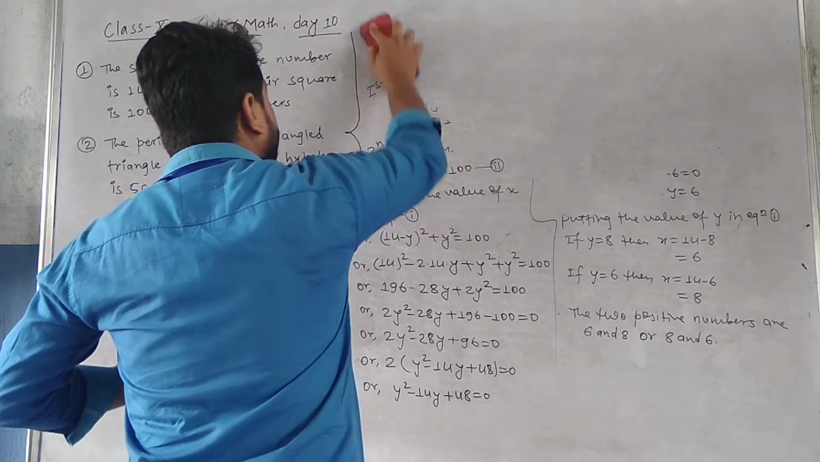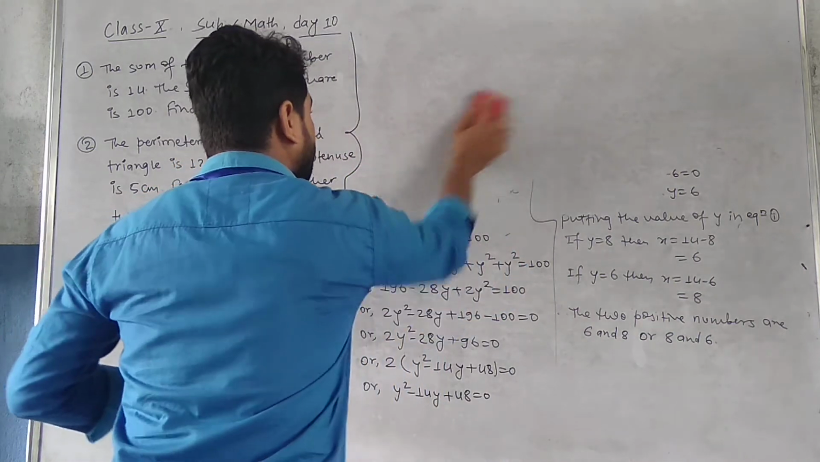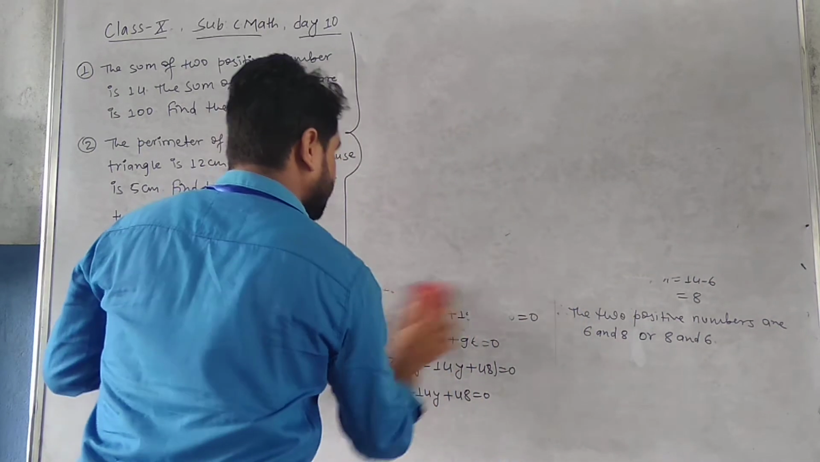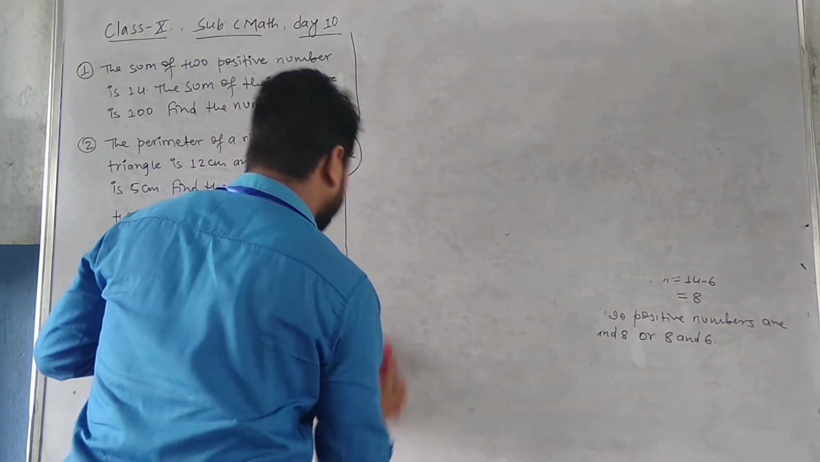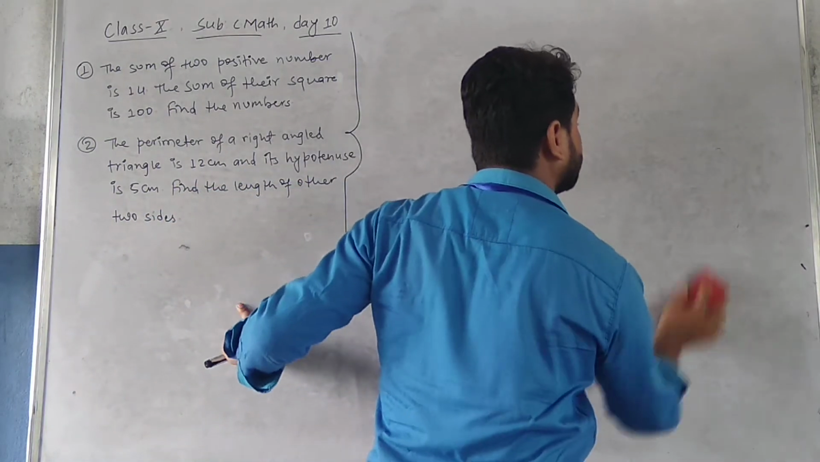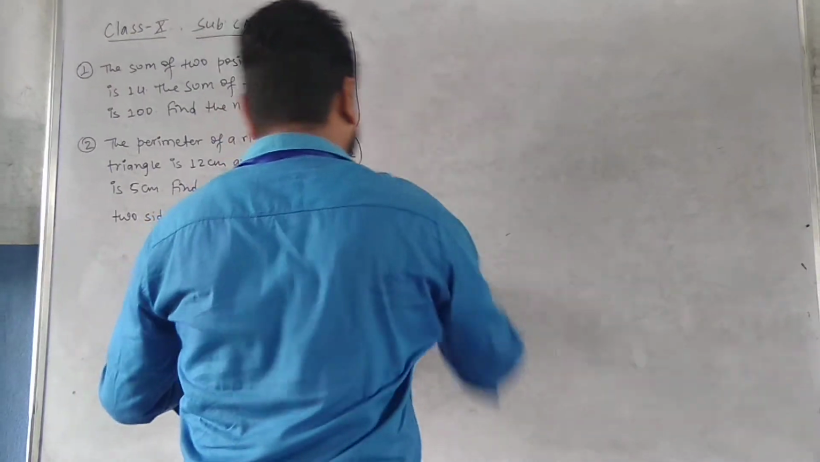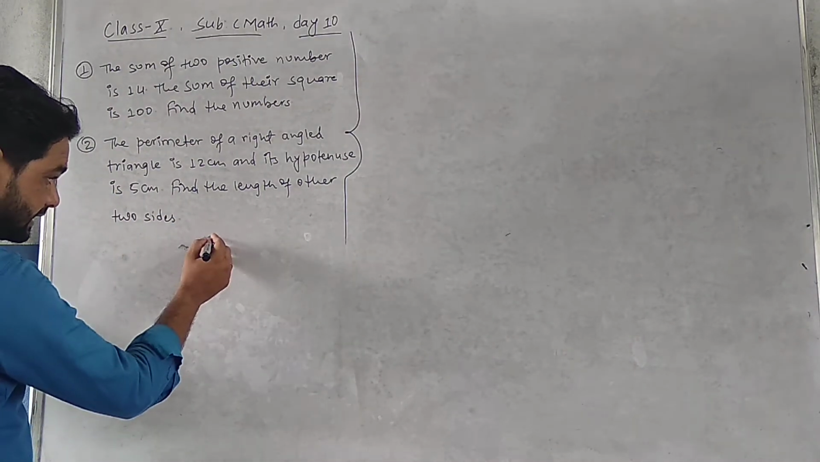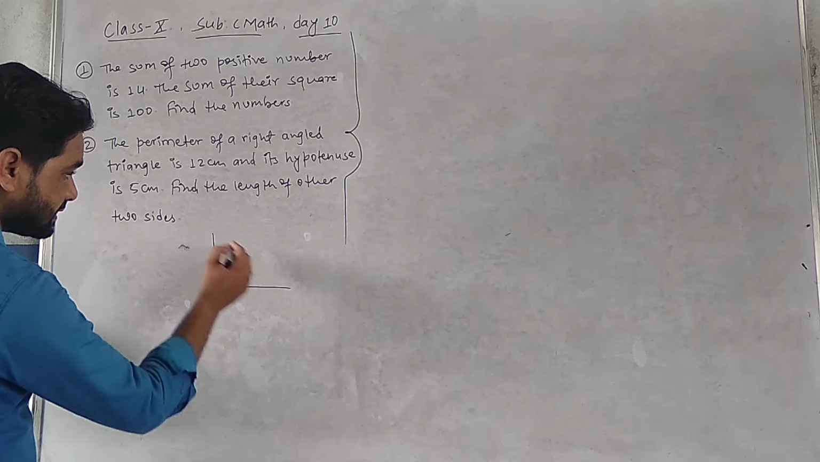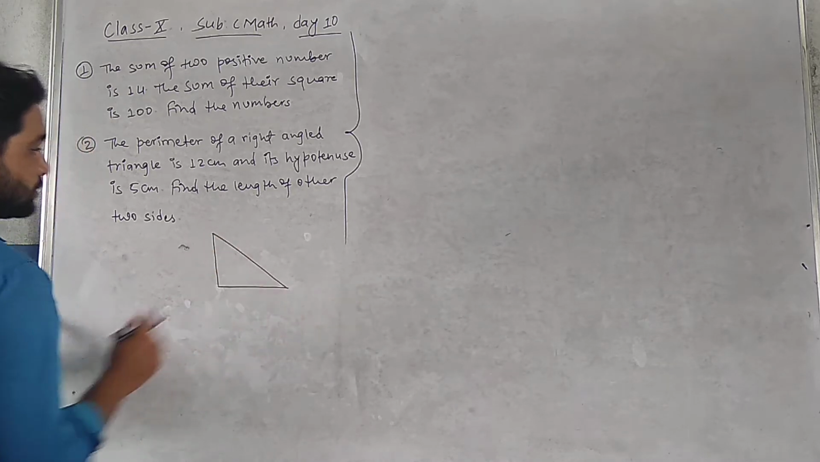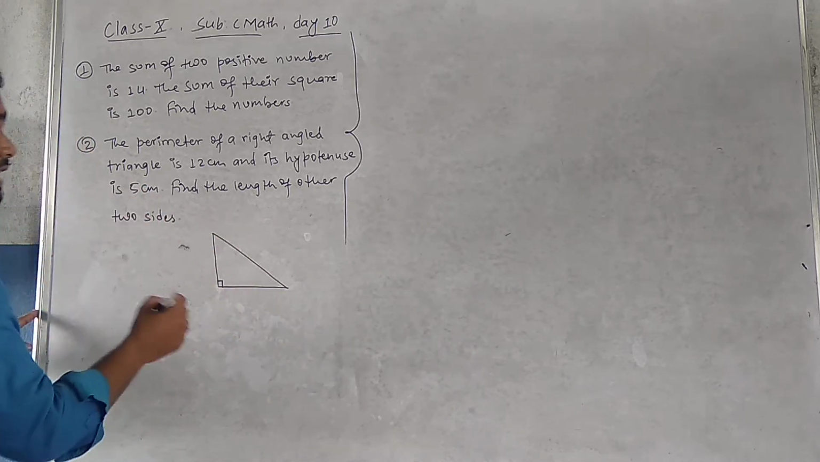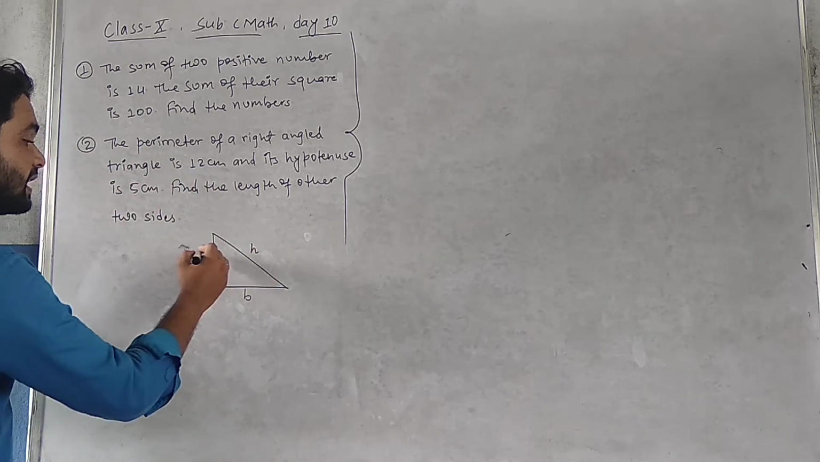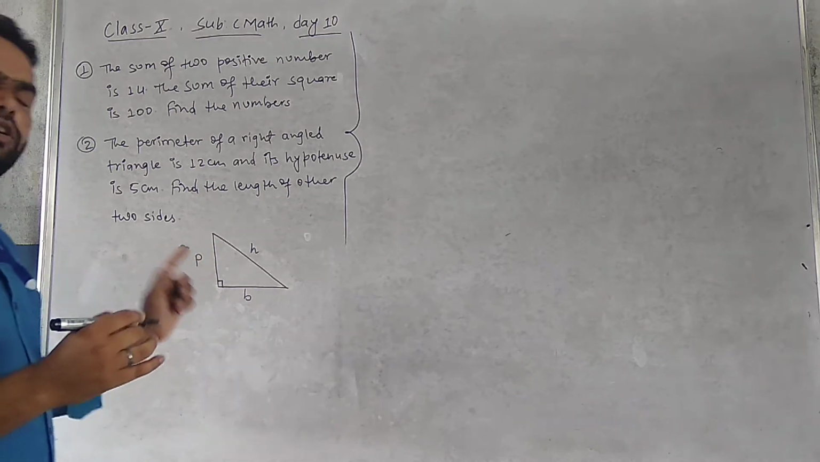And in question number second, it is given that, yes, look at the question. At first, it is a right angle triangle. That means we have to know the figure of the right angle triangle. Yes, I will draw that at first. In a right angle triangle, one angle is 90 and opposite of 90 is always the hypotenuse. And this is the base and this is the perpendicular.